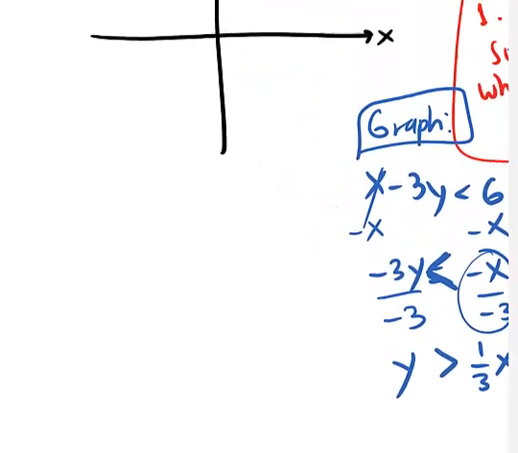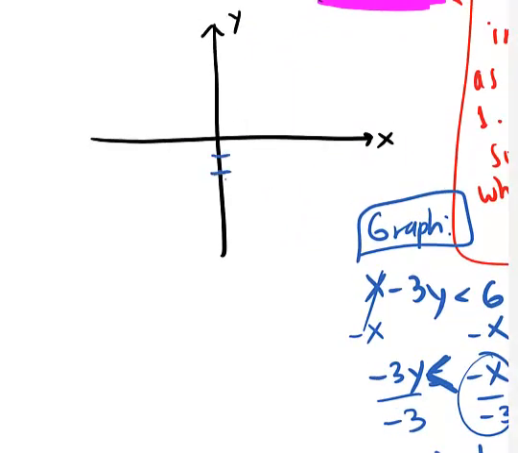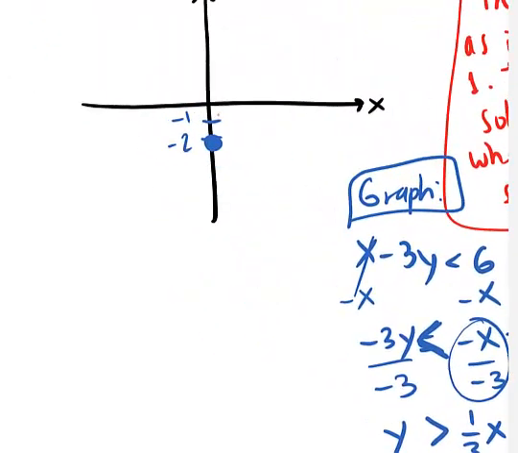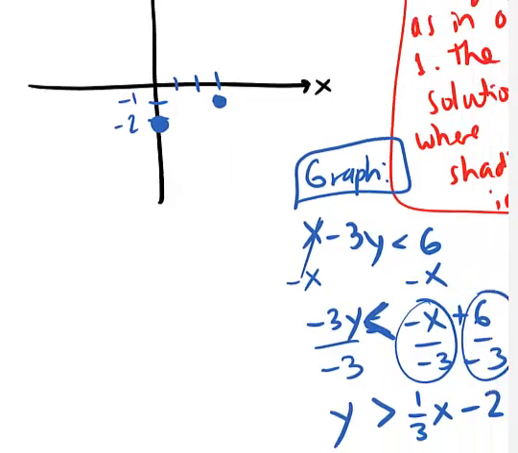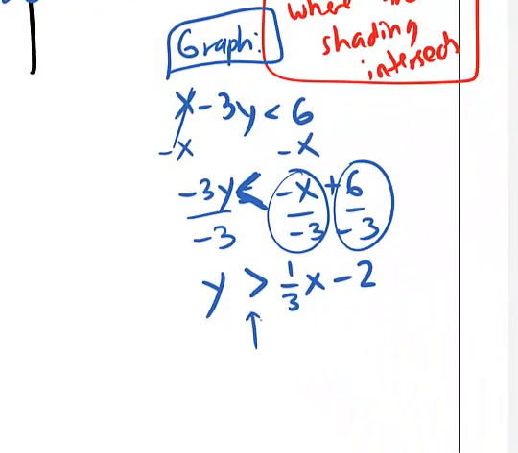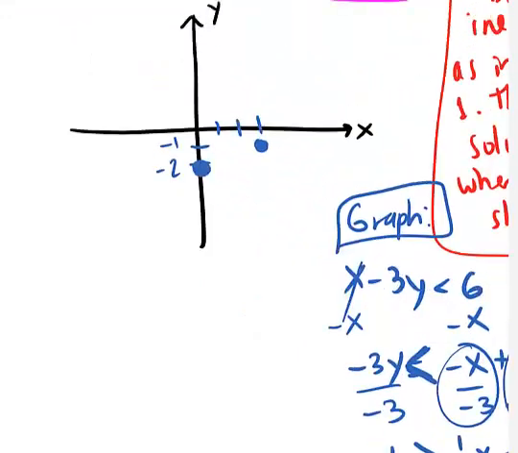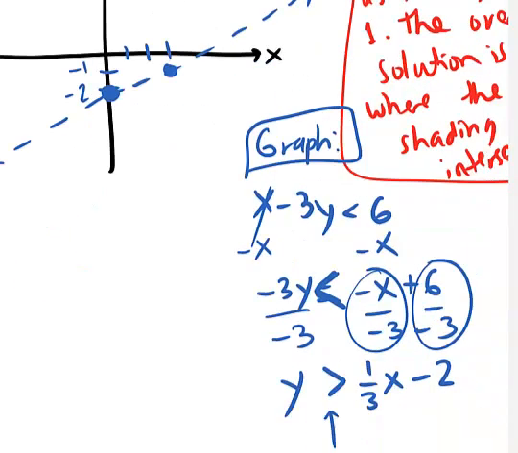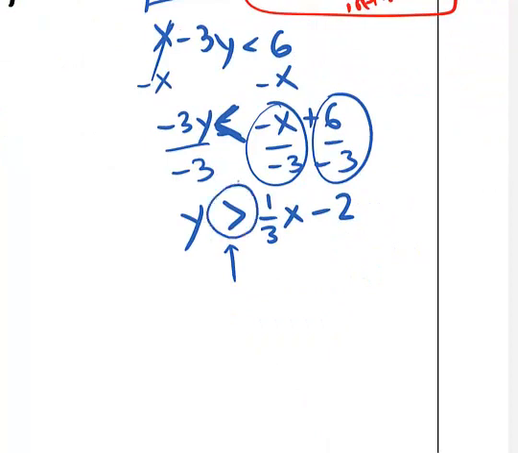Let me see, I'm going to start there. Negative 2 here, negative 1, negative 2. And then my slope is 1/3, so from that negative 2, I'm going to rise 1, up 1, and then go to the right 3. So there's my second point. But based on the inequality symbol, there's no or equal to, so it's going to be a dashed line. Just do as best you can. And then based on the inequality symbol as well, it's a greater than.